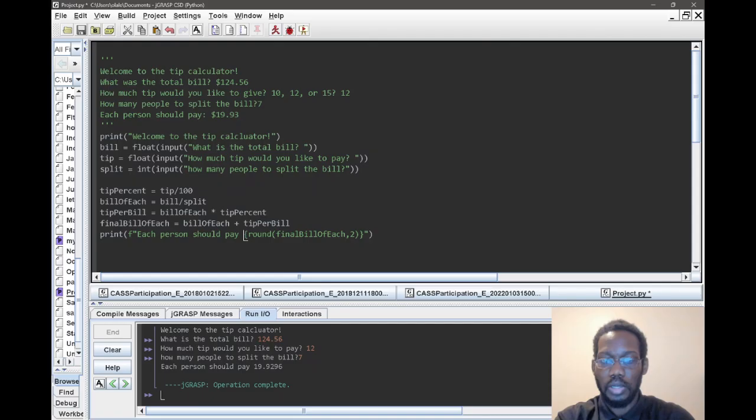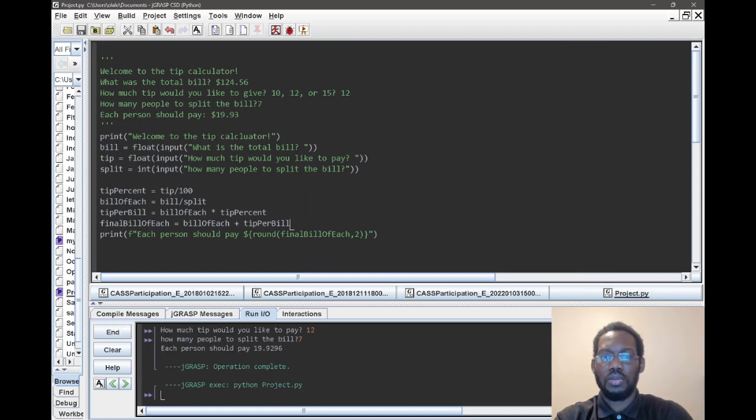Because we want it to look like this. Actually, yeah, this is fine. This is fine. So this is 2 decimal places. Yep, that should work.